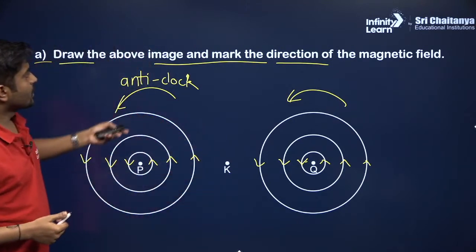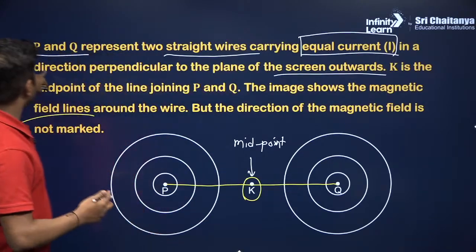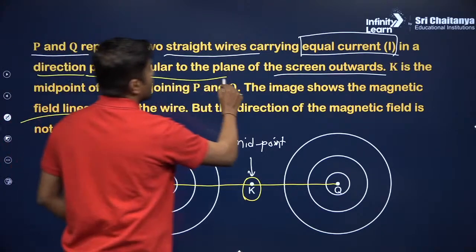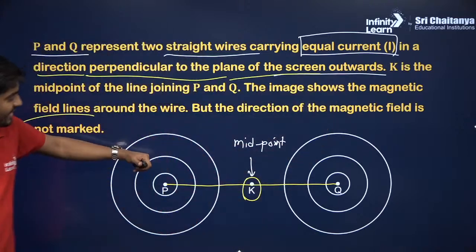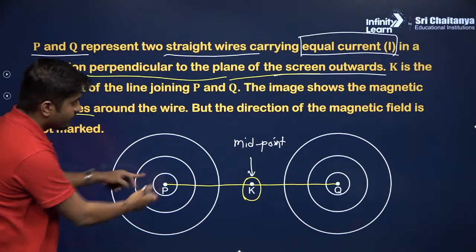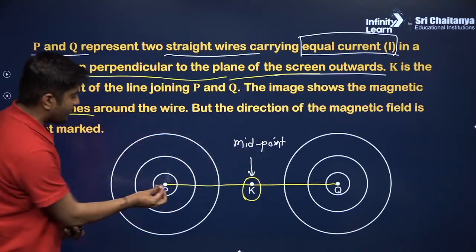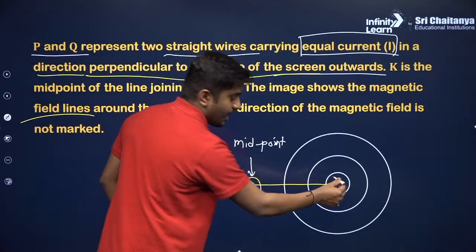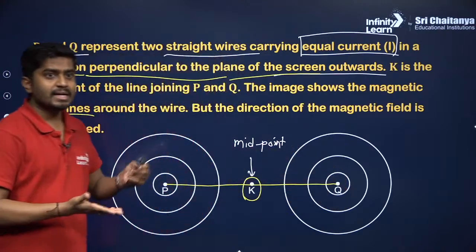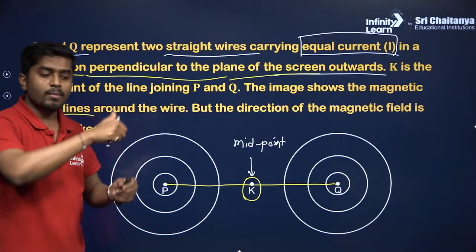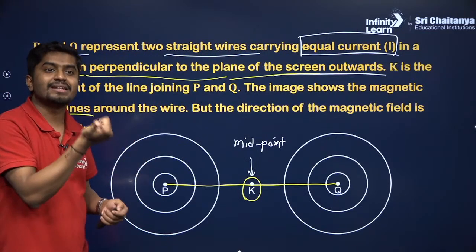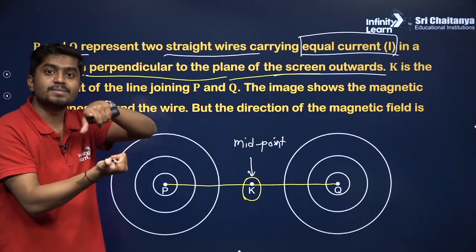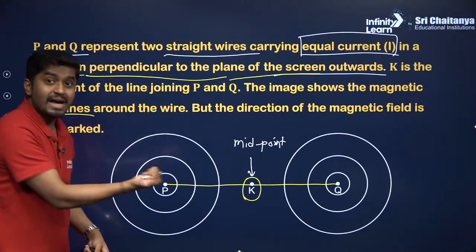But now you remember here, the current is in direction perpendicular to the plane of the screen. Current is coming outwards, from this point P and Q. So for example, this is the wire coming towards you, or wire at Q again coming towards you. Correct? So now we have to rotate the right hand by 90 degrees. So now can you see my thumb is pointing towards you, or thumb is outwards.